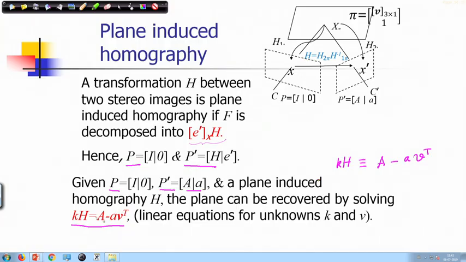So, what are the unknowns here? You have the unknown k and unknown v. So, you get linear equations. In the H there are 8 independent parameters. So, you can get linear equations for unknowns k and v, and you can solve them using this homography. This is how you can get the equation of a plane.